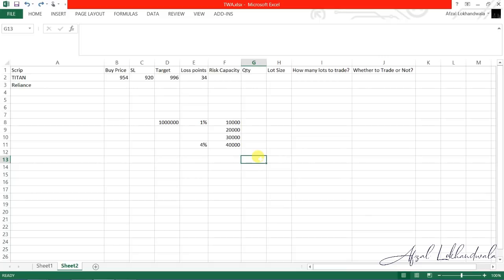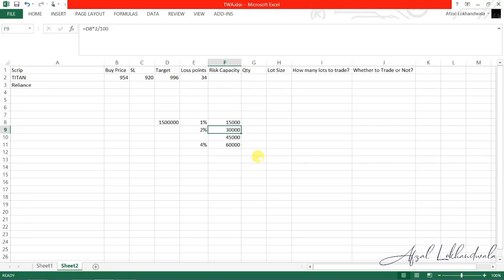Now let us assume that you are a moderate trader and you like to risk 2% of your capital, right? So in each trade you will risk 20,000 rupees only. Now let us say that your capital is 15 lakhs. For 15 lakhs, if you decide that you will risk 2%, then the amount comes to 30,000.